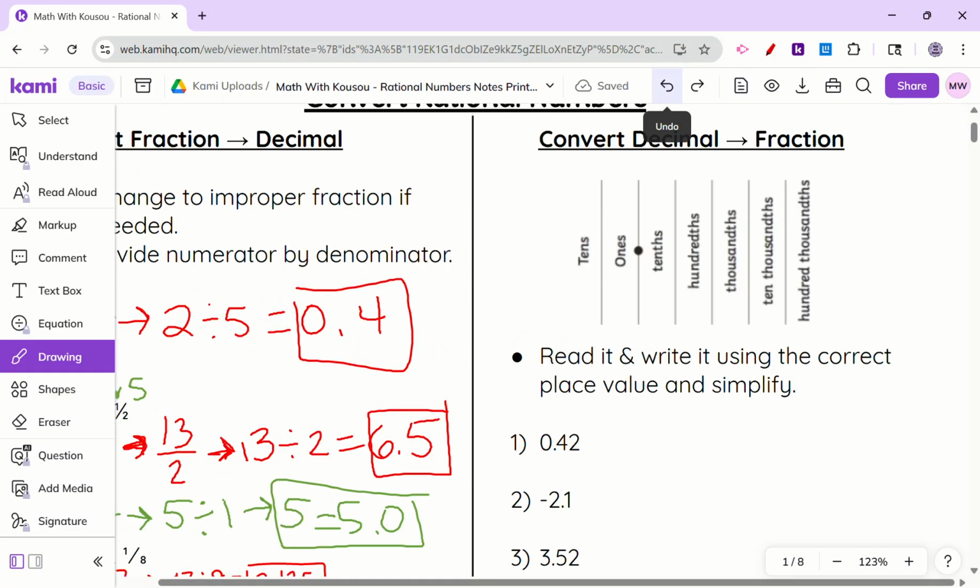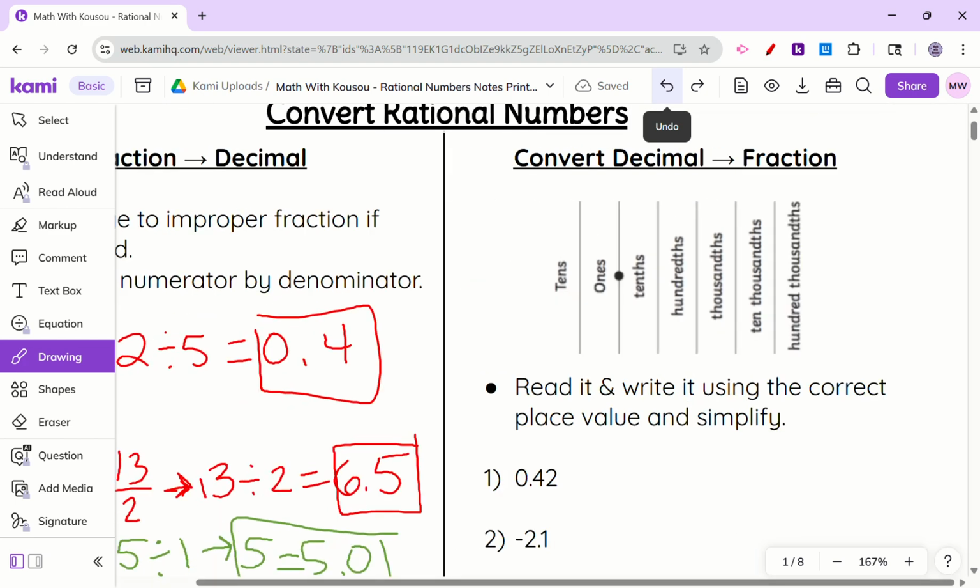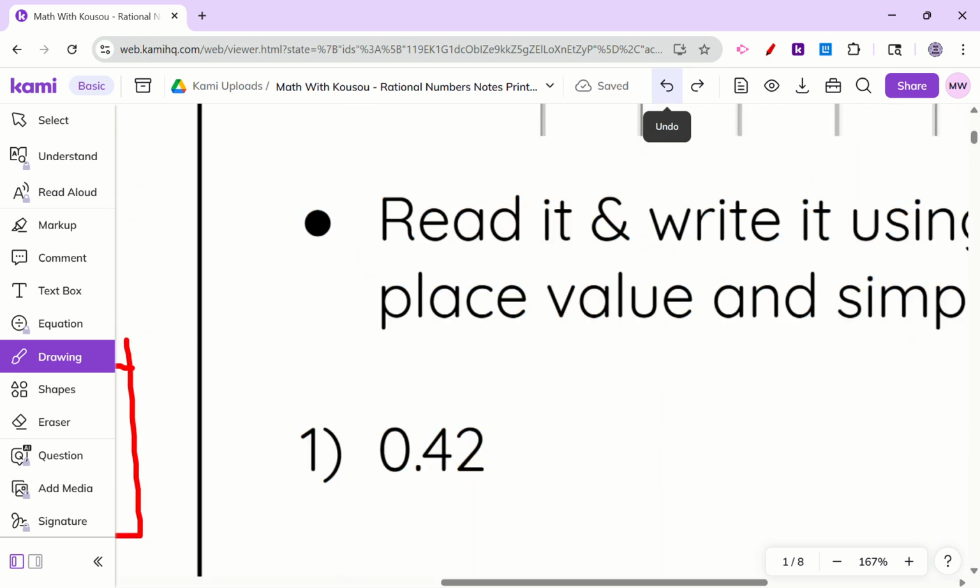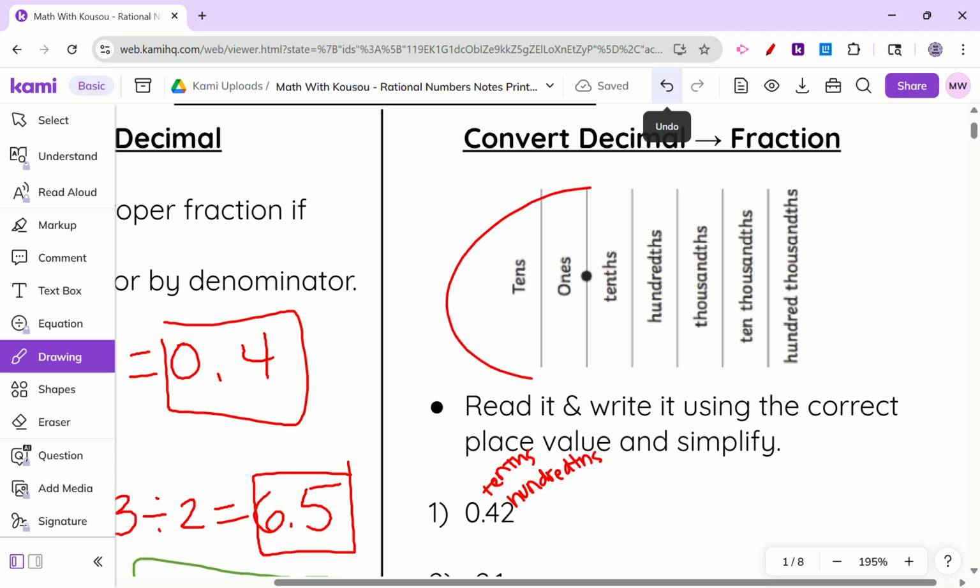All right, now we're going to convert decimals to fractions. The easiest way to do this is you want to read it and write it using the correct place value and then simplify. So in number 1, we have 0.42. Using place value, this would be the tenths, and this would be the hundredths. Just as a reminder, I have all of the proper place values up here. So if you forget which is the tenths place, which is the hundredths place, etc., it's at the top there.